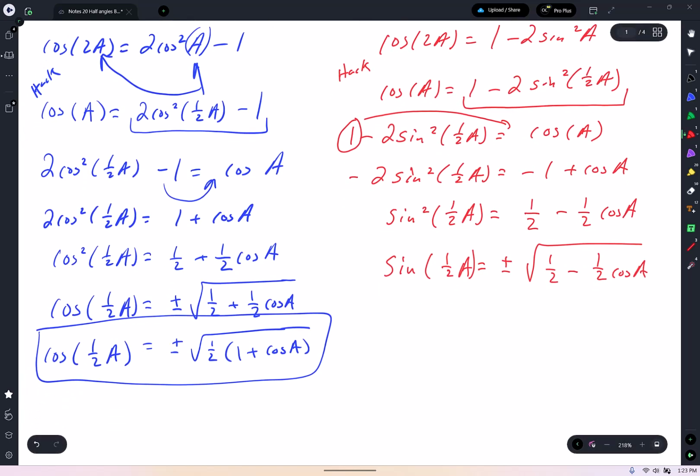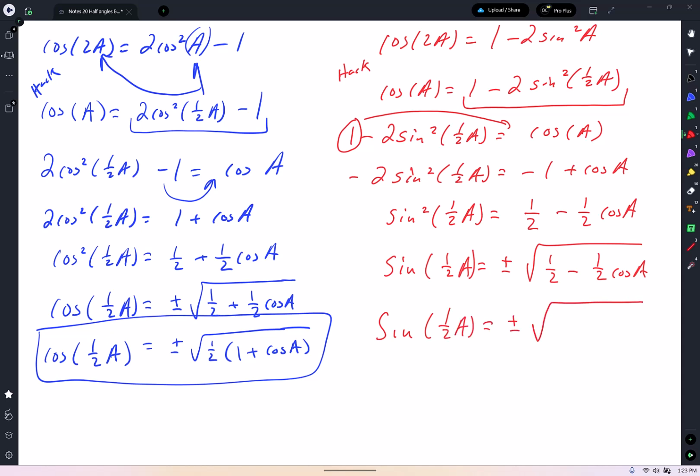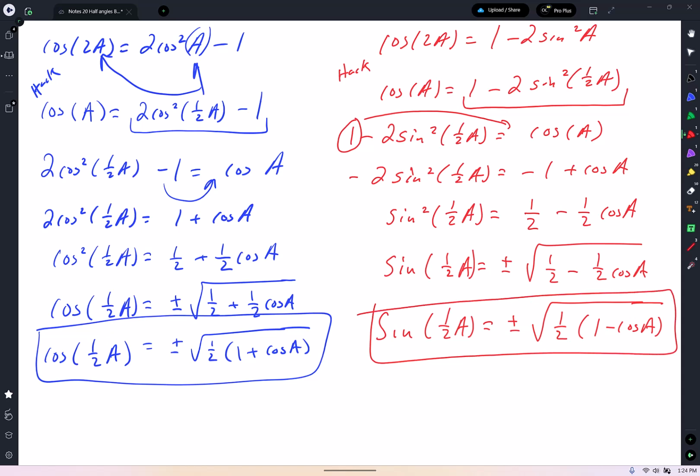And then, the last step: I'm going to factor out a 1/2 on the right-hand side. So sine of half A equals plus or minus the square root of, here's my 1/2 factored out, 1 minus cosine A. And there it is, the half angle property for sine of half A. Are we okay so far, guys?